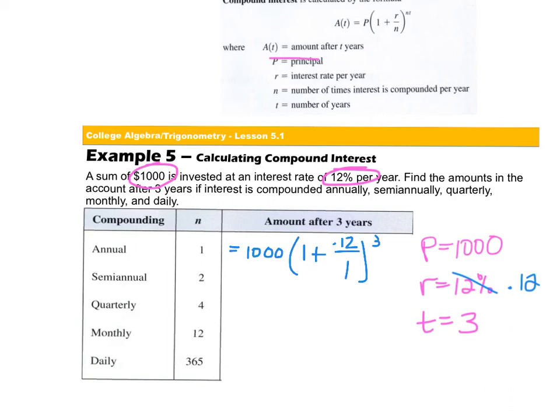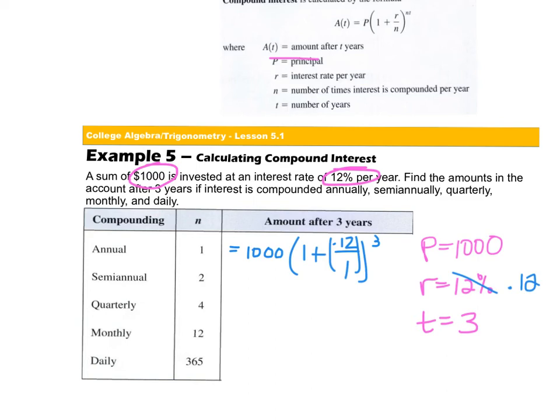Now, let's see if we can do this in our calculator. There's a lot going on in this problem. Get your calculator up and try this. I would put in 1,000, parentheses, 1 plus, parentheses, 0.12 divided by 1. Then hit close parenthesis, close parenthesis, because you have to close this parenthesis around here and close the whole parenthesis. And then you hit the caret button and you raise it to the third power.